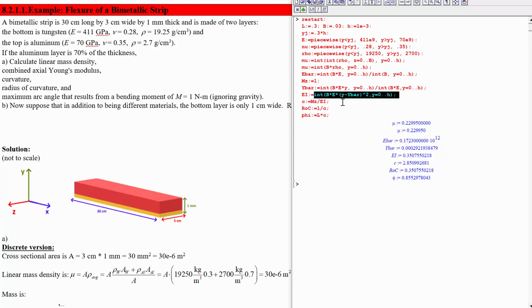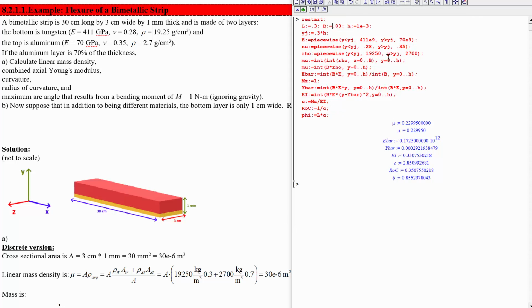All right, now that we've got that figured out, we can figure out EI, and there we go. And then we'll get the curvature, the radius of curvature, and the angle. So the next thing has us actually take advantage of this ability to deal with different widths and say, suppose that the bottom is only 1 centimeter wide instead of 3 centimeters wide. How could we deal with this?